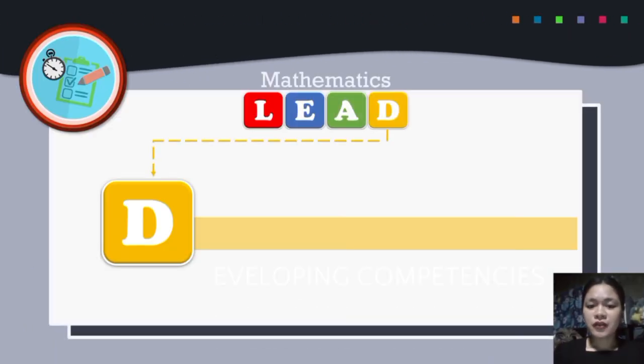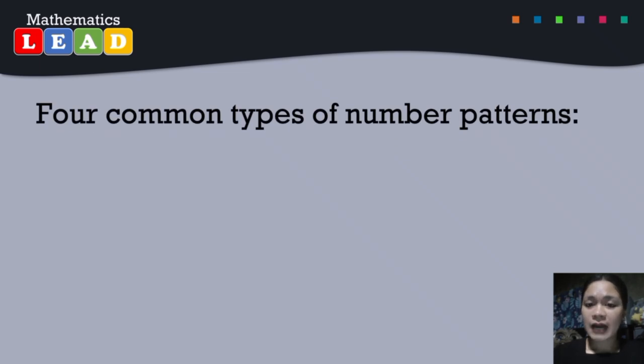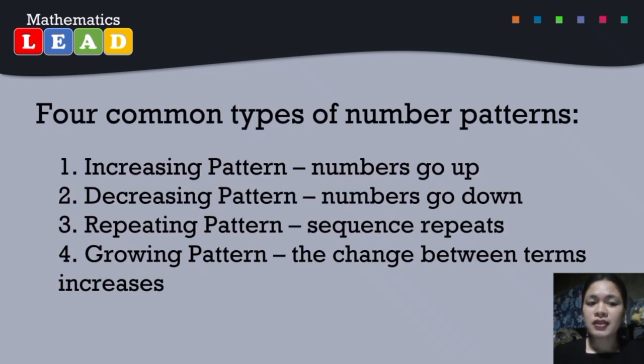And for our developing competencies, which is the presentation of the concept, we have 4 common types of number patterns. The first one is increasing pattern: the numbers go up. The second one is decreasing pattern: the numbers go down. And the third one, we have repeating pattern, where the sequence repeats. And lastly, we have growing pattern: the change between terms increases. And remember, every pattern follows a rule, and your task is to identify or create that rule.